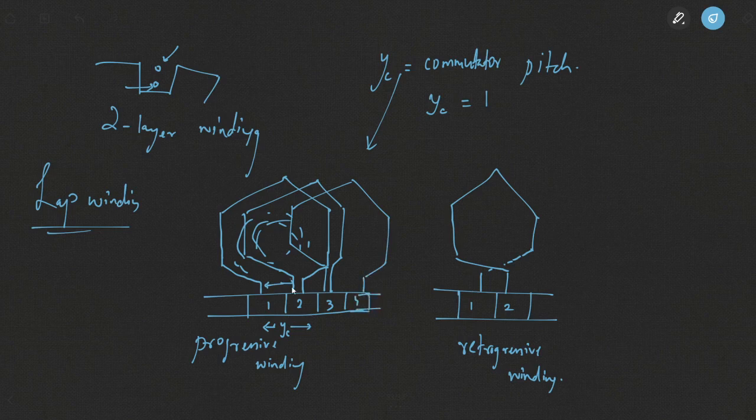So this I actually explained to you in the last session. In case of lap winding, the coil sides of the same coil are connected to adjacent commutator segments, and in such a fashion that the next coil then starts from that adjacent commutator segment as well. So the coils will lap over each other, and that's why it's known as a lap winding. It's also known as series winding.